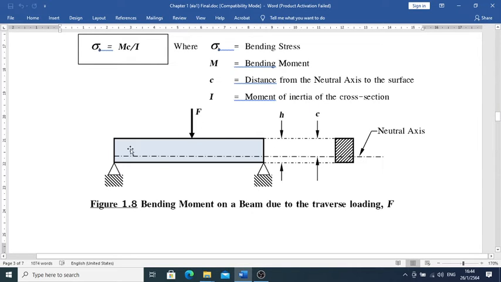This beam tends to be bent like a curve, with a neutral axis. I'm trying to make a drawing like that. The neutral axis is not exactly at the middle of the cross-sectional area; it is sometimes not necessarily at the center. Neutral axis means the stress is zero at this axis.